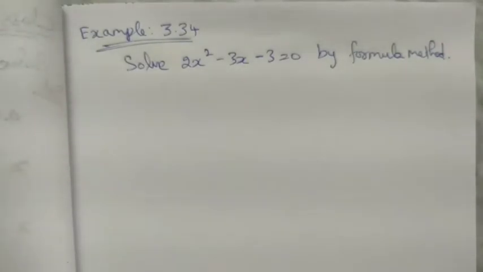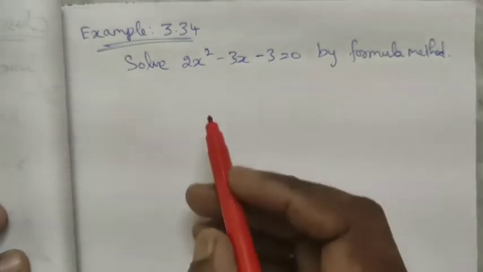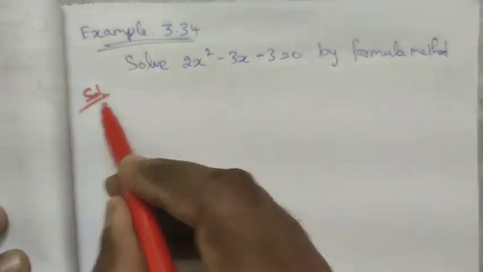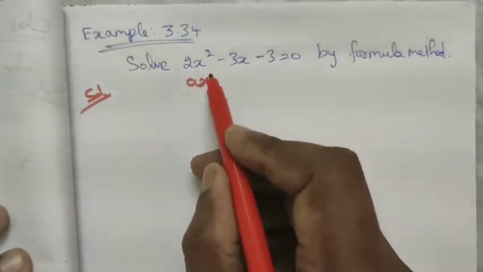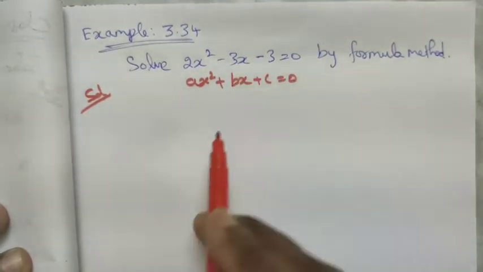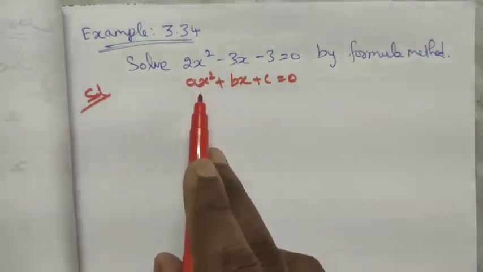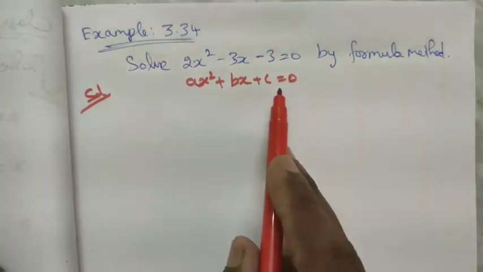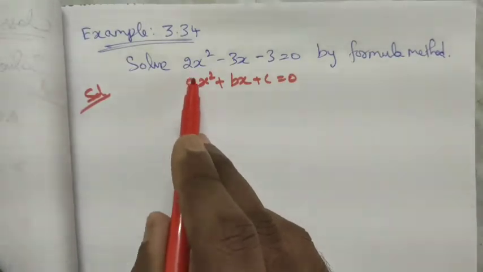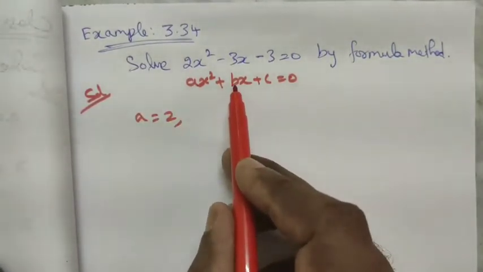Next, example sum 3.34. Solve 2x² − 3x − 3 = 0 by formula method, right? Compare this equation with the formula, that is ax² + bx + c = 0, the general form of the quadratic equation, right? This is the general term of the quadratic equation, ax² + bx + c. So in the place of a is equal to, what is it in the place of a? 2. What is in the place of b?